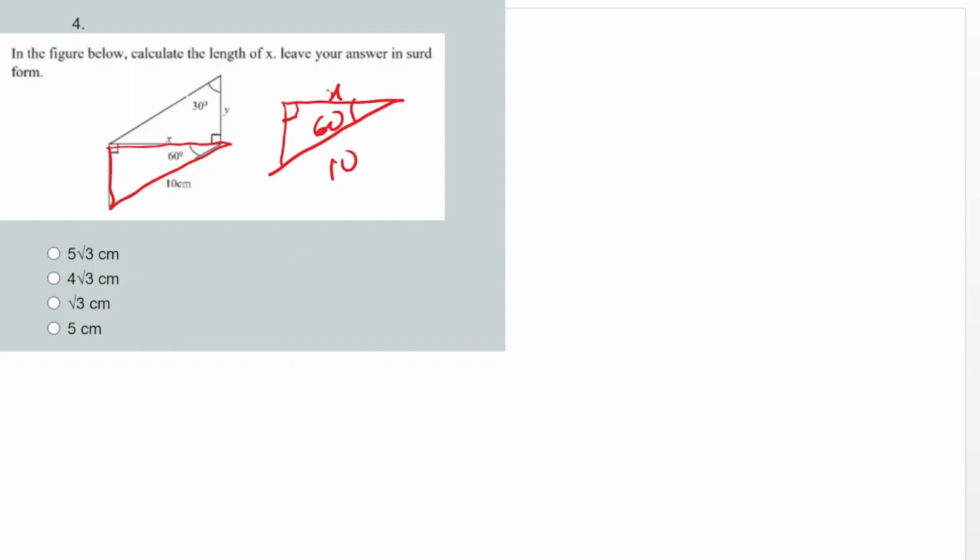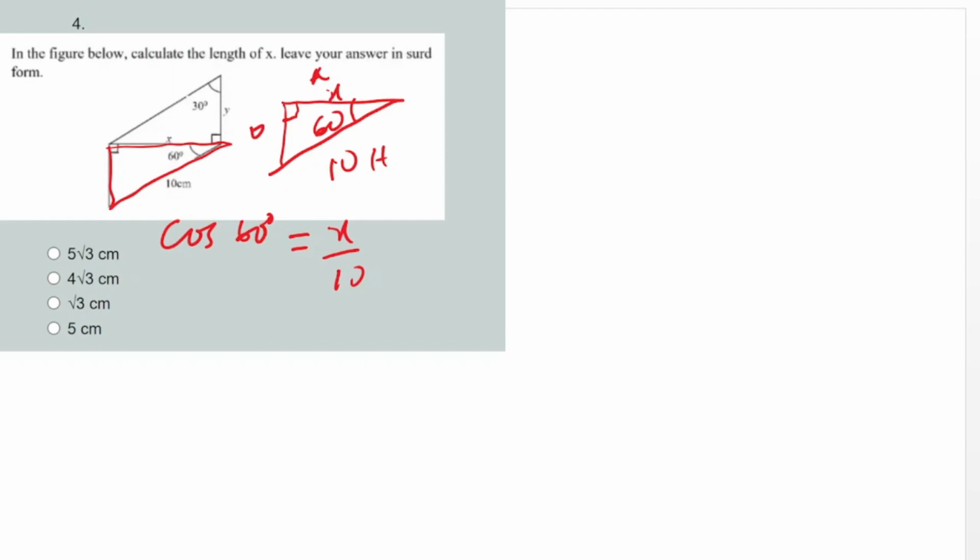So we can find our x now. This is the opposite, this is adjacent, this is hypotenuse. So we can use SOHCAHTOA to find this. Adjacent over hypotenuse is going to be CAH. So cos 60 degrees equals adjacent, which is x, over 10. From here, what is cos 60 degrees? That is the next thing we are going to look for now.